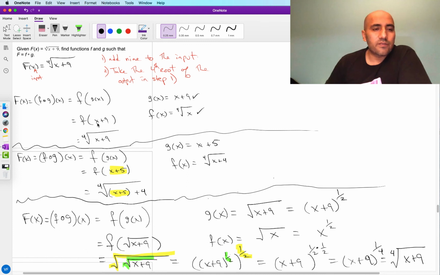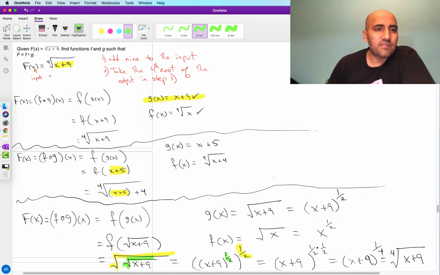Okay, so there is an obvious way to break this down. Let this inside part here, this guy, be the g of x function. That's one way to do it. And then let this outside part, this 4th root, this guy, be the f of x function. That way their composition gives you exactly what we want. That's one way to do it.